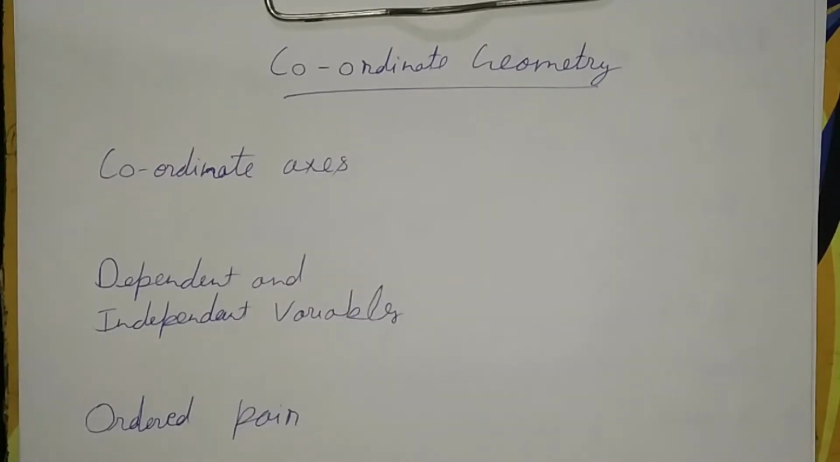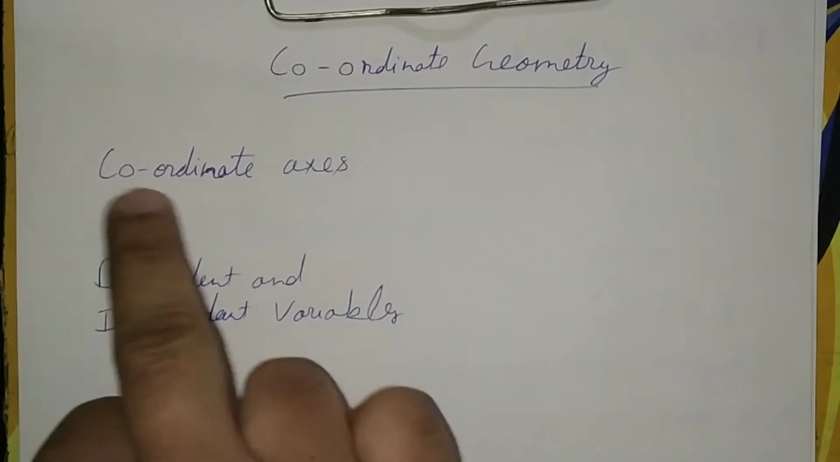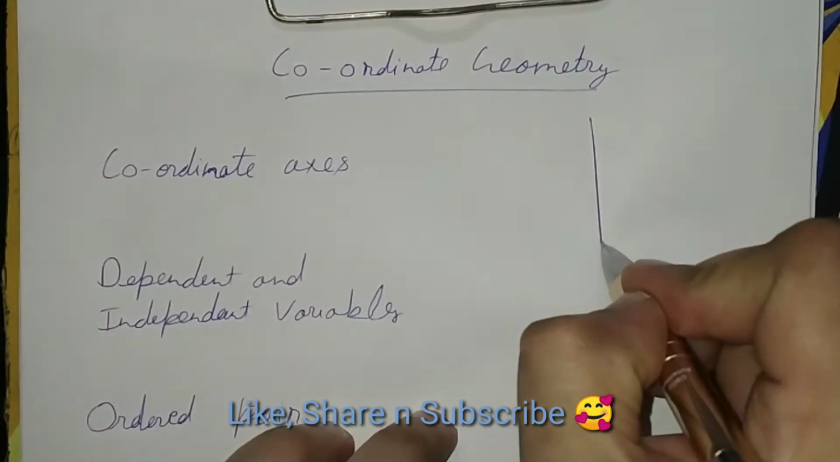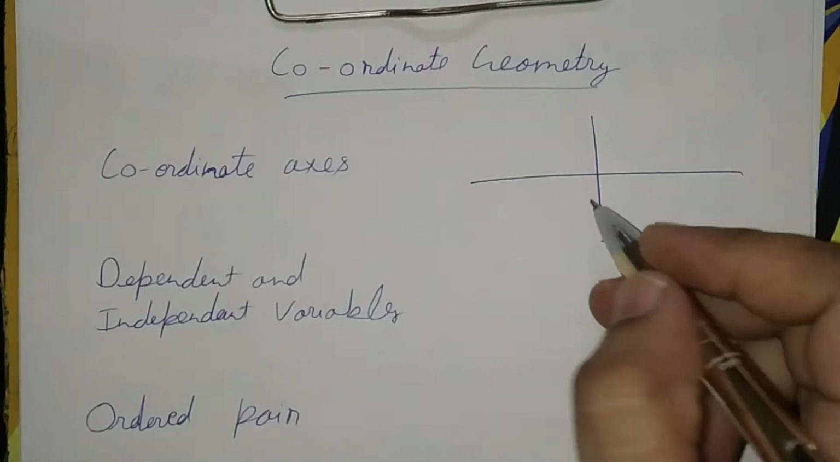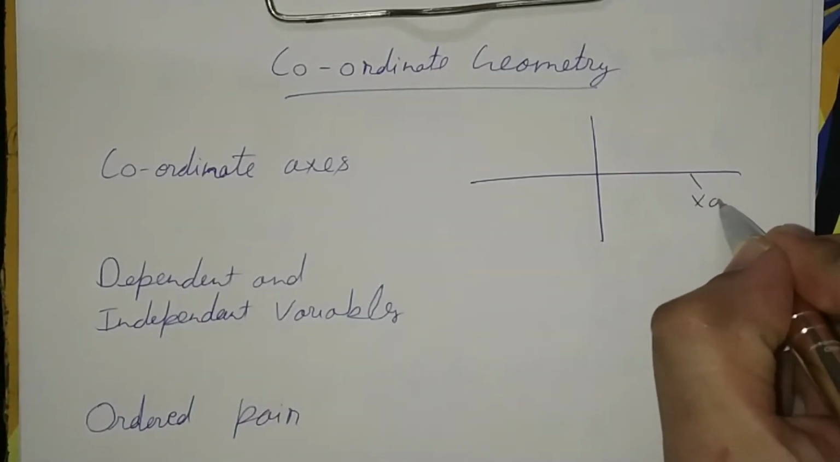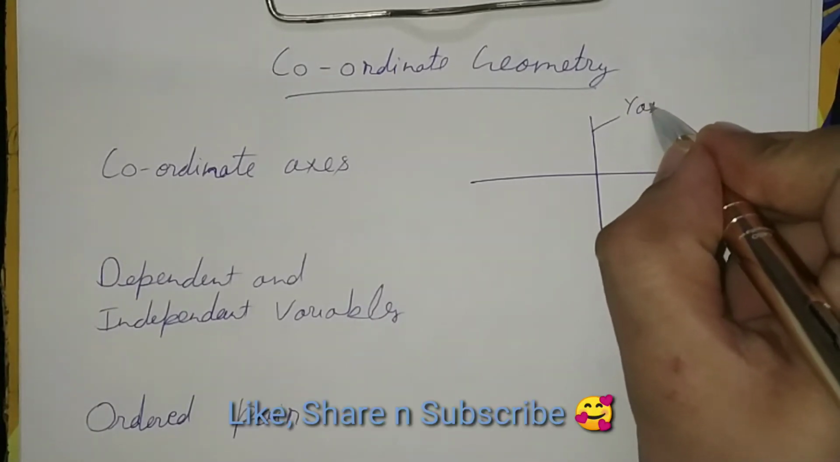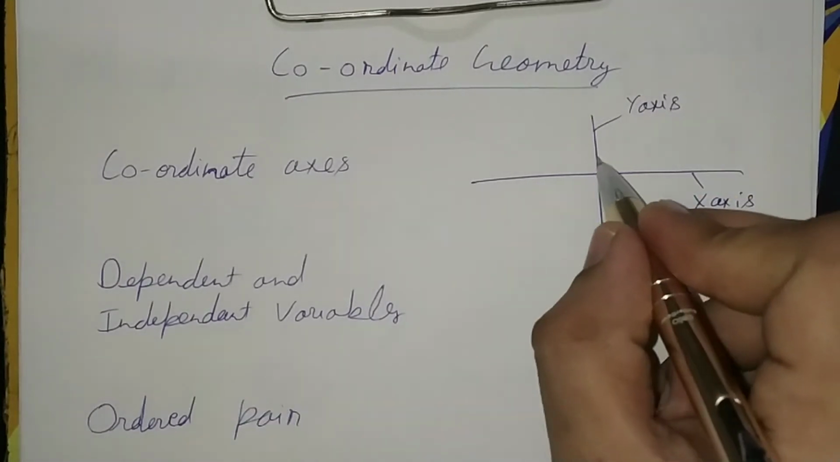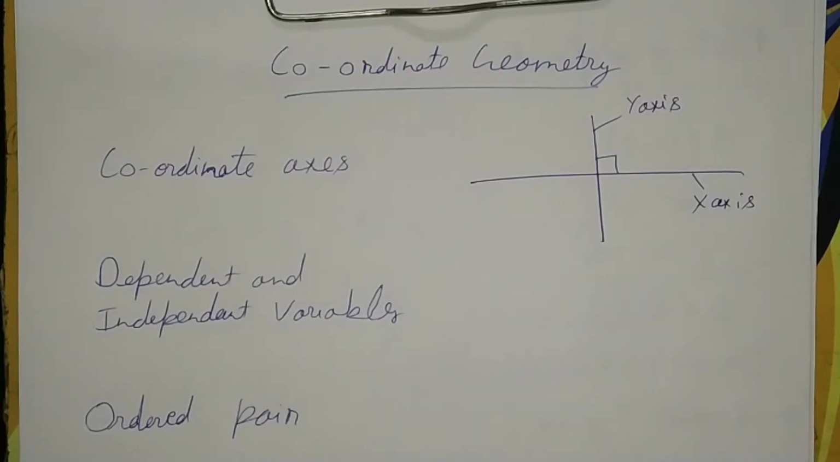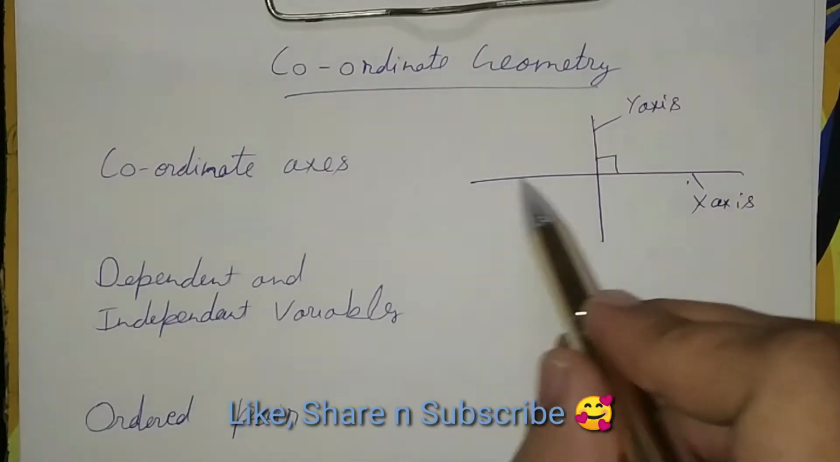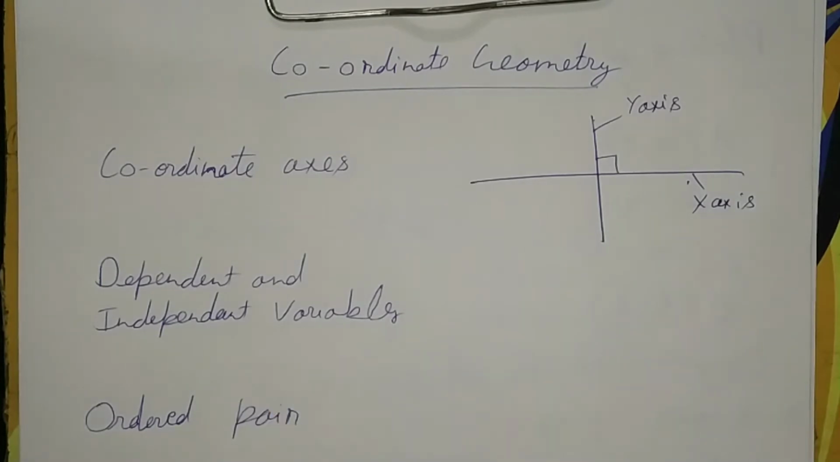So coordinate geometry. The first point is coordinate axis. We all are aware of what coordinate axes are. The two perpendicular lines are known as the x-axis and the y-axis. These lines are mutually perpendicular, and this whole is known as the coordinate plane, and these are the coordinate axes.